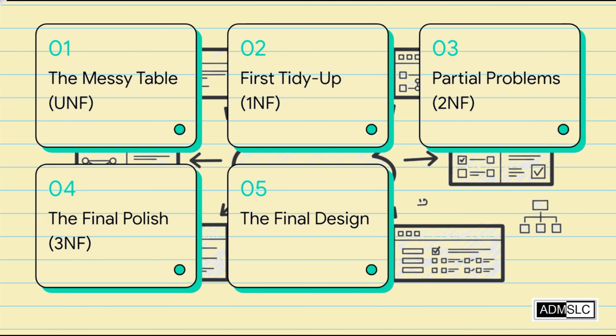So here's our game plan for today. We're going to start by staring right into the chaos of our one big messy table. That's what's called the unnormalized form. Then we'll do 3 rounds of tidying up, getting to first, second, and finally third normal form. Each step is going to fix a very specific kind of mess until we're left with this beautiful, clean, and logical design. All right, let's get our hands dirty.